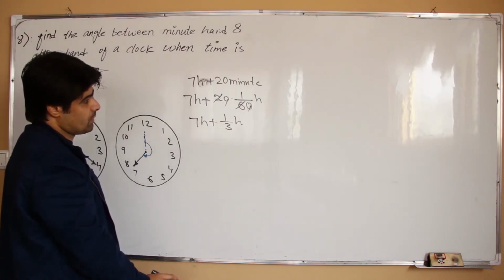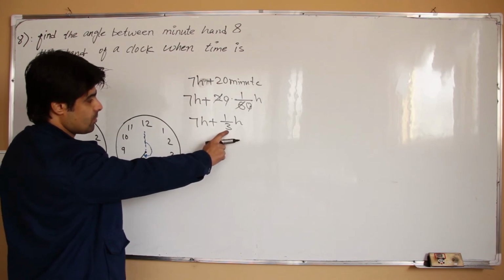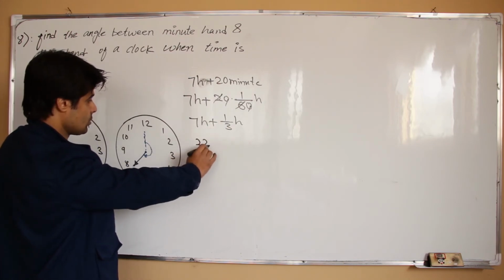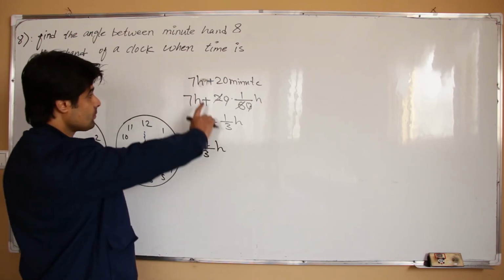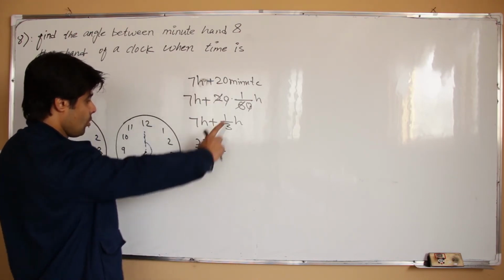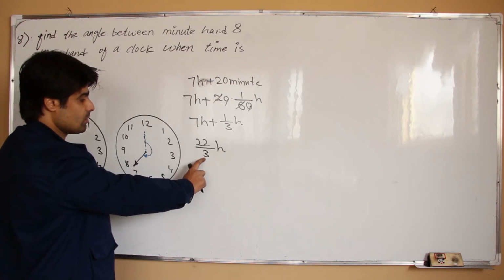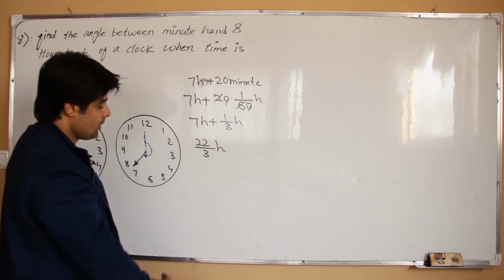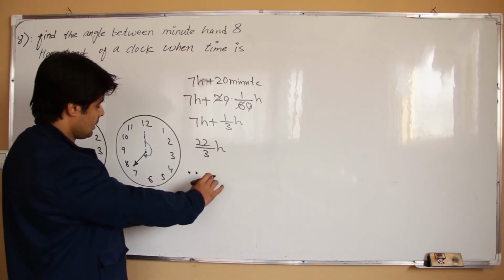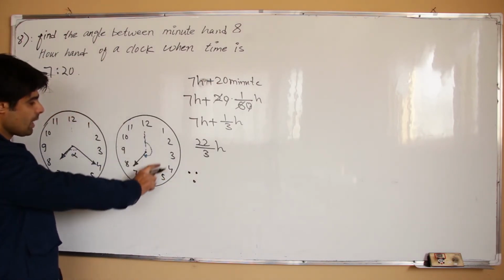So it would be what? 7 times 3, 21. 21 plus this one, 22 divided by 3 hour. We can say 7 hour and 20 minutes, or we can say 22 divided by 3 hour. Both give the same meaning. Now we know that in how many hours?